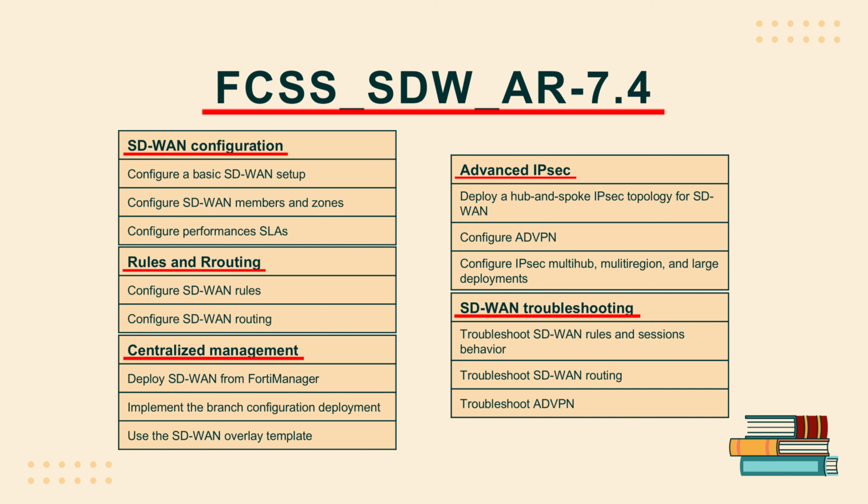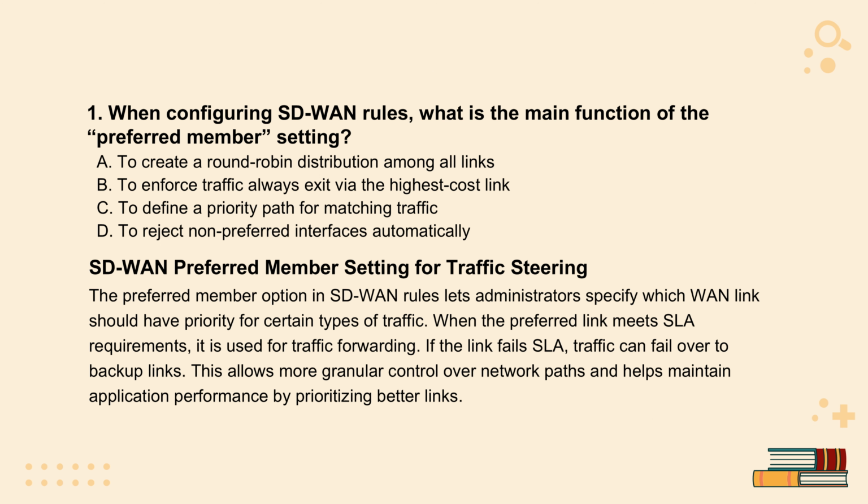Right. And speaking of usable, the source material jumps right into directing traffic. Like, one question looks at the preferred member setting in an SD-WAN rule. Right, what does that actually do? That setting is where you start adding the intelligence. The preferred member lets you specify a link that traffic matching the rule should try to use first. But, and this is critical, it only uses that preferred link if it's meeting the performance criteria. The SLA criteria you set. Exactly. The criteria you defined in the SLAs for that specific rule.